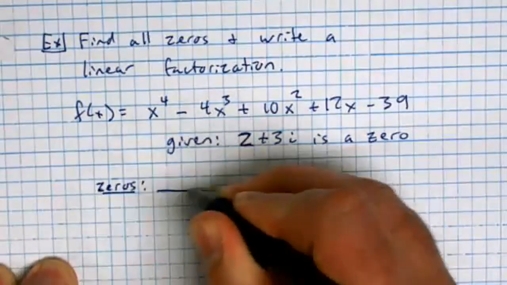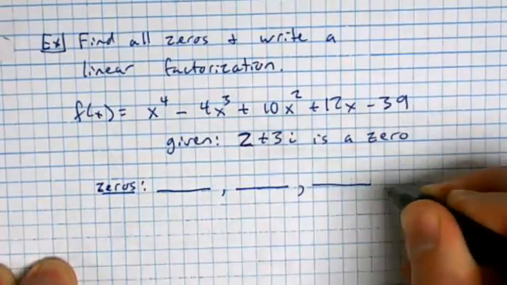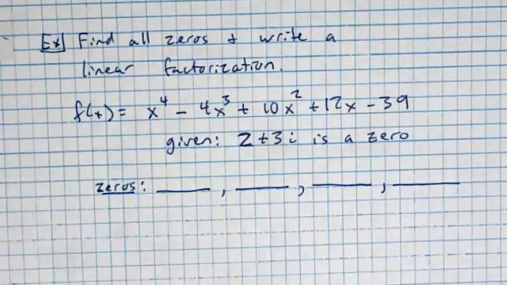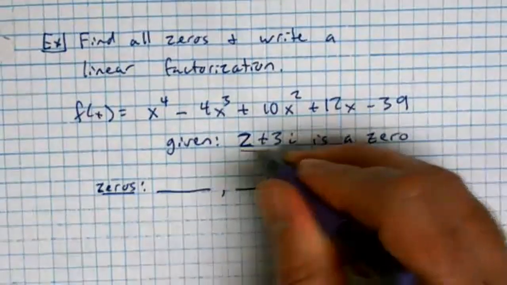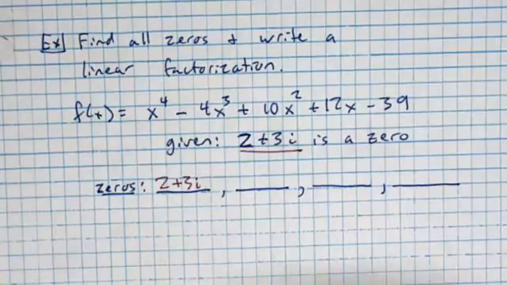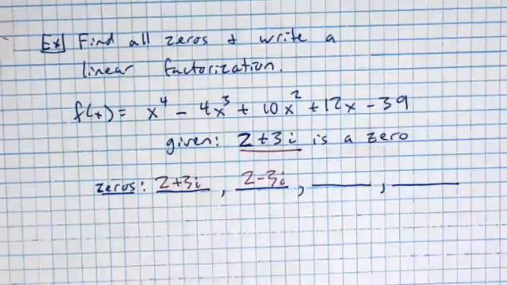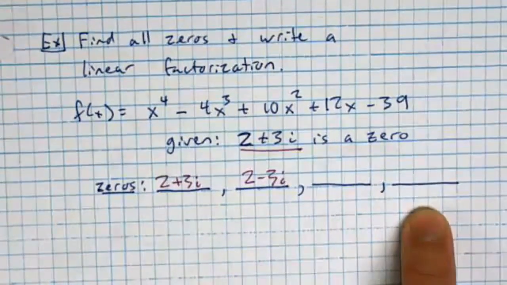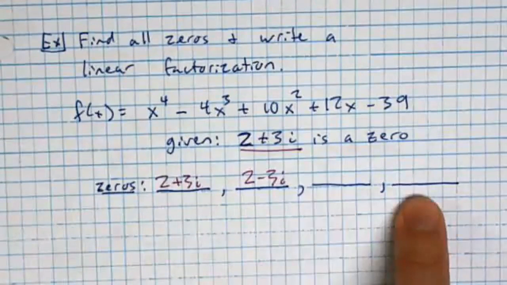Our zeros, we know there are going to be 4 of them. And we were told one of them, 2 plus 3i. What's the other one that we automatically know? 2 minus 3i. And these other 2, what do we know about them? They exist. Good call. Are they real? Are they imaginary? Are they irrational? I don't know.